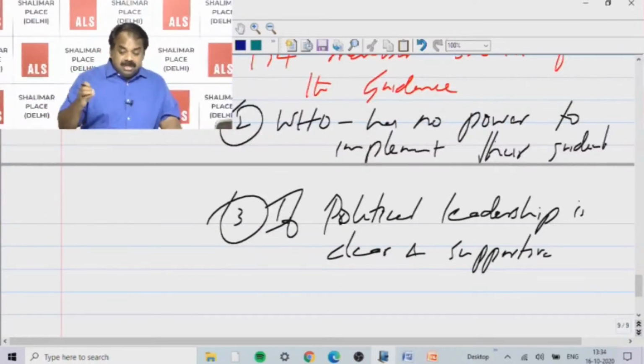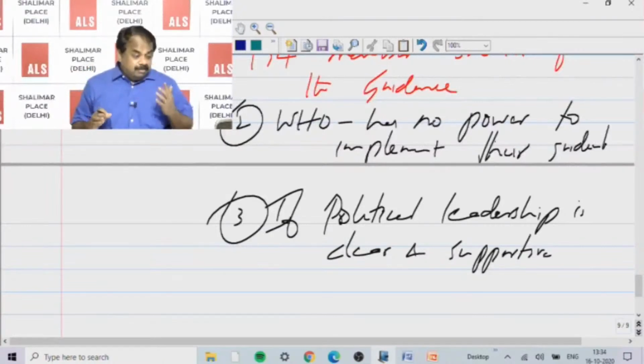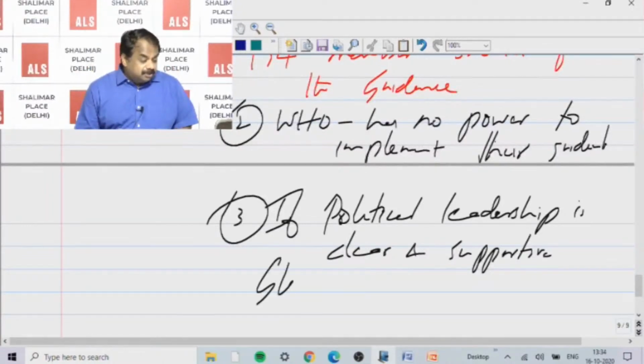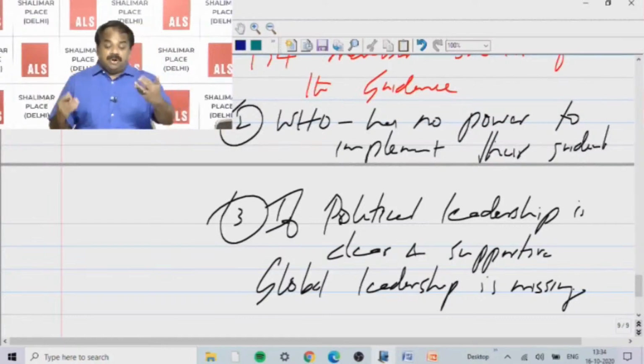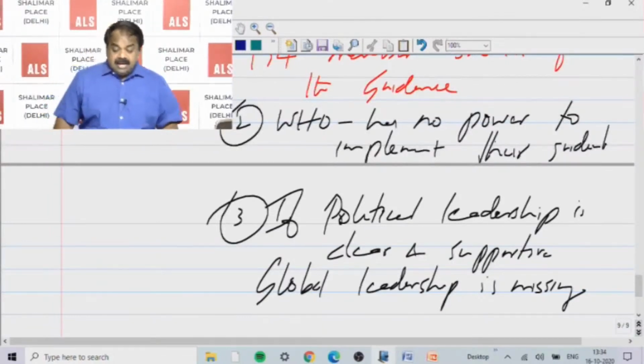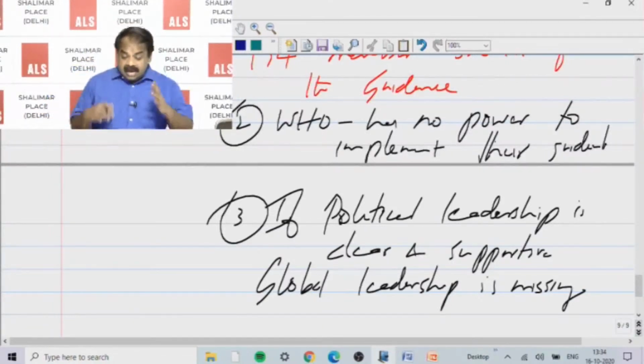So the problem is, there is a political vacuum. That political leadership vacuum, or that global leadership, is missing. Global leadership is missing. And that is why WHO could not do beyond a point. That is a very important point. And these days everything is aggressive nationalism. And this is a new normalized world. That is what everybody is saying.